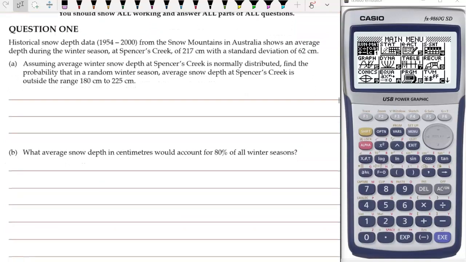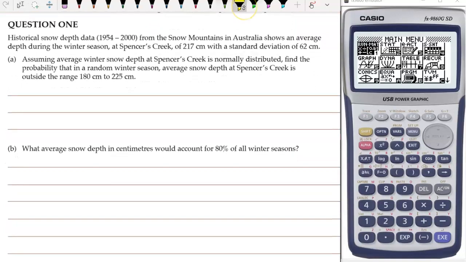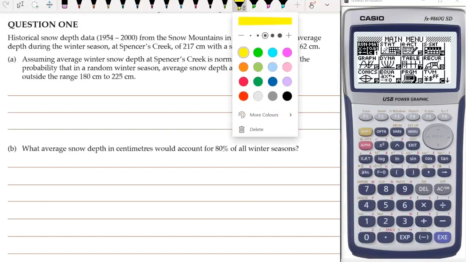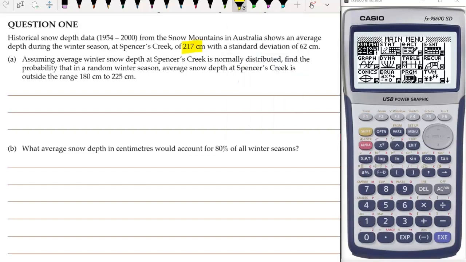Okay, so on to question 1. And as always, you should highlight as you read information in the question. So we're given some information on snow depth, where we have a 217 centimeter mean with a standard deviation of 62. Now we're going to work out the probability that the average snow depth at Spencer's Creek is outside of the range of 180 to 225.